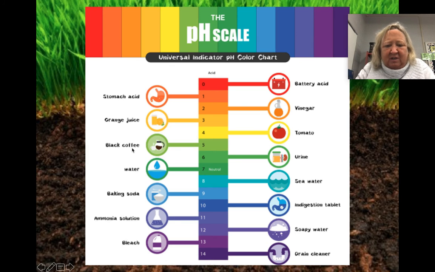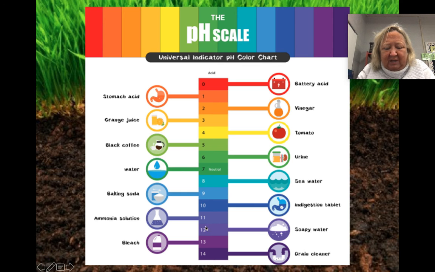So here is a good chart. So here is 7, all right? And as you go up, it has more acids. So if you think of like orange juice, it's kind of acidy, or stomach acid, or of course, battery acid, okay? That would have a lot of acid in it.